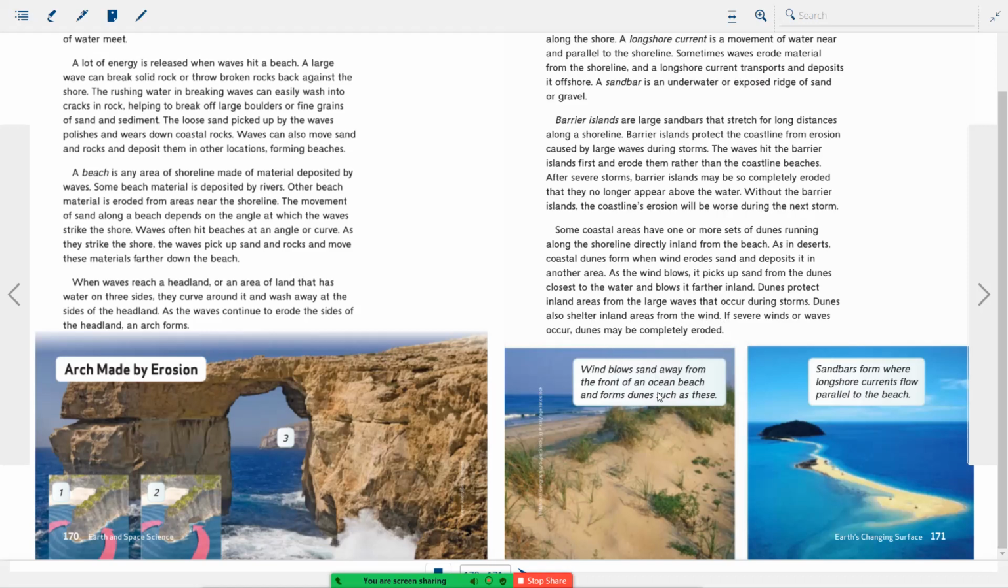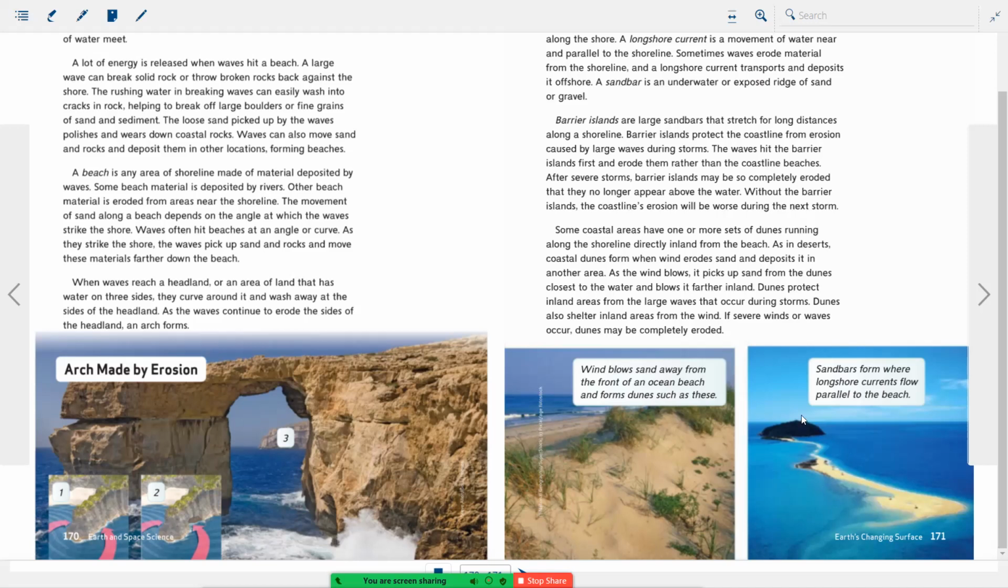Wind blows sand away from the front of an ocean beach and forms dunes as these. So sometimes you'll be going to the beach and you'll see kind of a little sand mountain. And the reason that formed is because wind is picking up sand from right at the shoreline, and blowing it farther inland away from the water. And so it starts to pile up, and that's how you get these little sand dunes that are at the beach. And these are our sandbars that we were talking about.